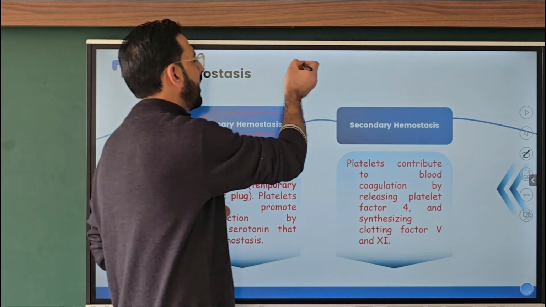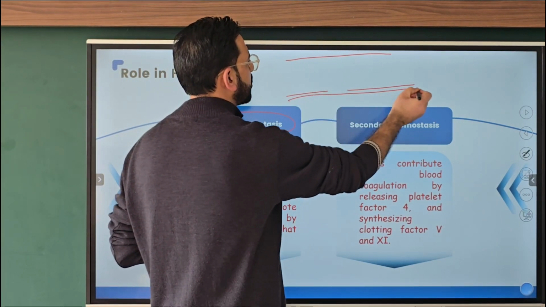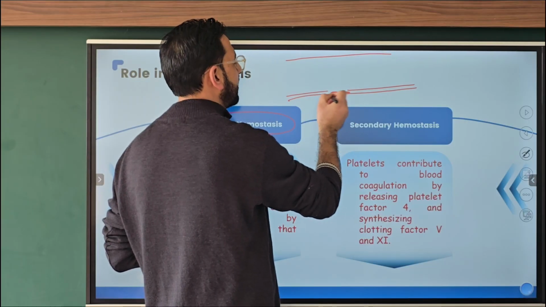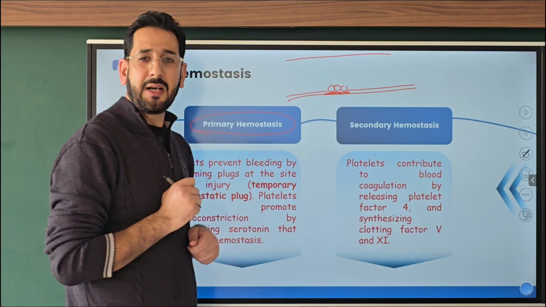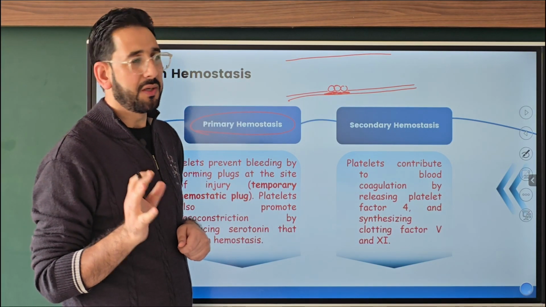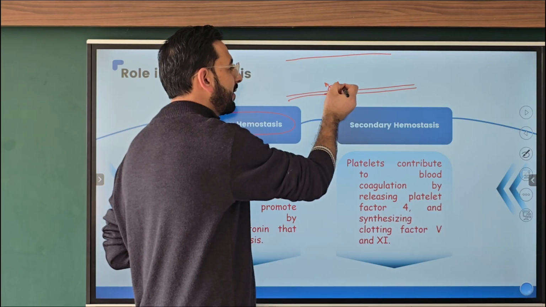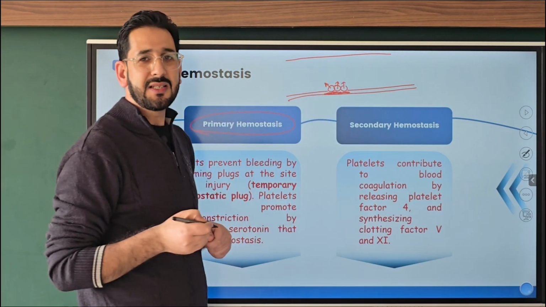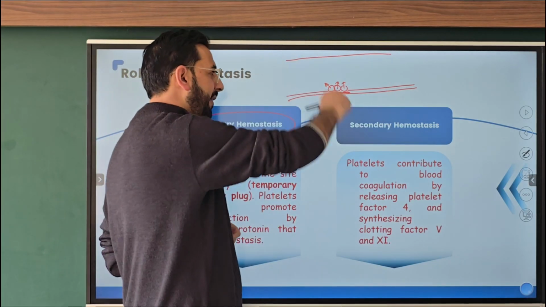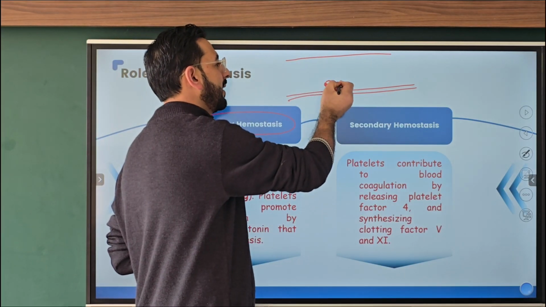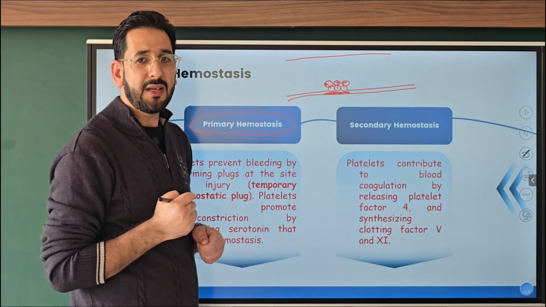Now, what will happen? I showed you just now, this is the blood vessel and there is the injury. There will be exposed collagen, there will be von Willebrand factor released here, and platelets will come and get stuck here. Okay, platelets will stick, that will be platelet adhesion. And after that, these platelets will be activated and they will release certain chemicals. We call that the release reaction after activation, and those chemicals will attract more platelets and those platelets will come and stick to these platelets here. That is called platelet aggregation.